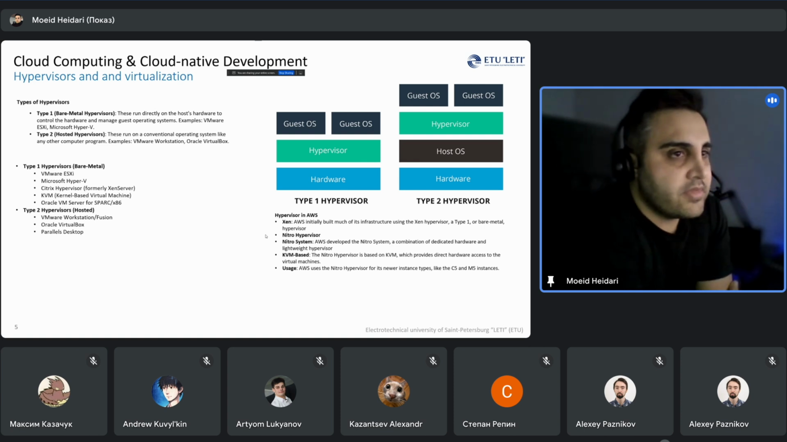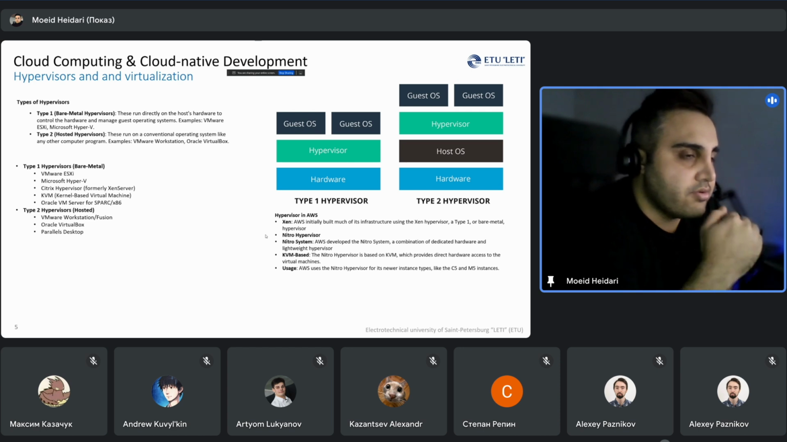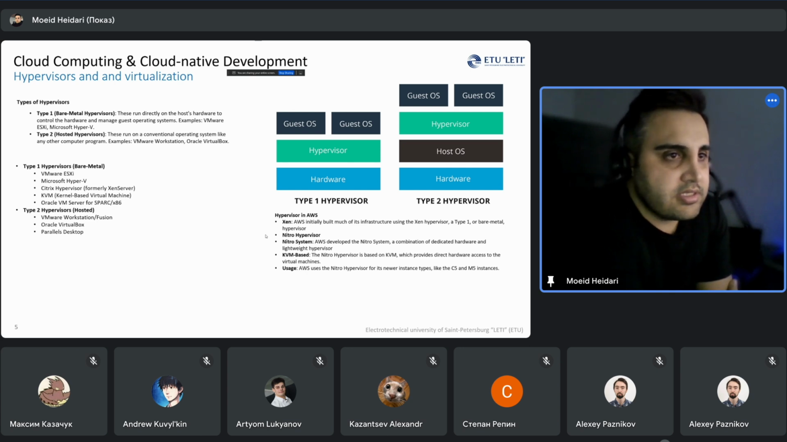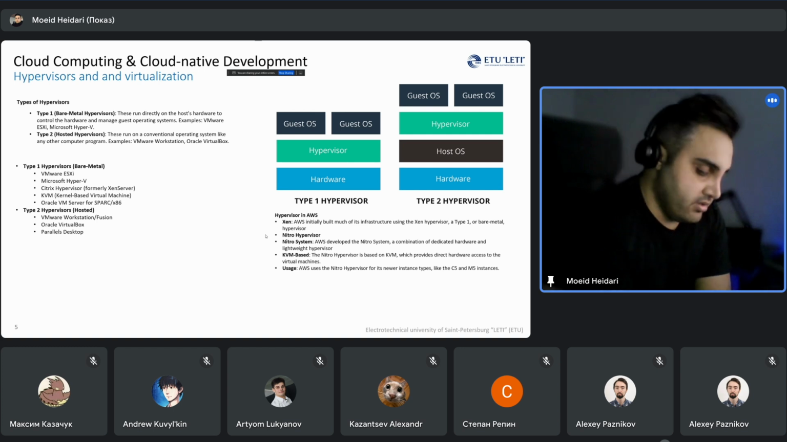And yeah, so it has a direct connection with the hardware, and it creates the virtual machines right up in the hardware infrastructure. And yeah, so AWS is using this Nitro hypervisor for the instance types like C5 and M5 instances in the EC2 service that they provide. So whenever you want to create an EC2 instance, you can choose if you want to have a C5 instance or M5 instance or any other kind of instances.